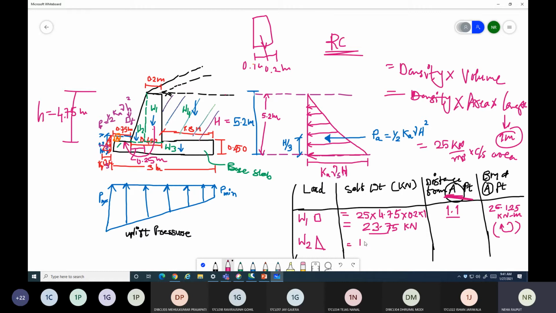So triangle area will be 25. First you need to write down density, and area of triangle will be 1/2 into 0.25 into 4.75 into 1. Right. So this will give the total load of triangle portion. So 14.85 kilonewton. Now CG distance from A point.